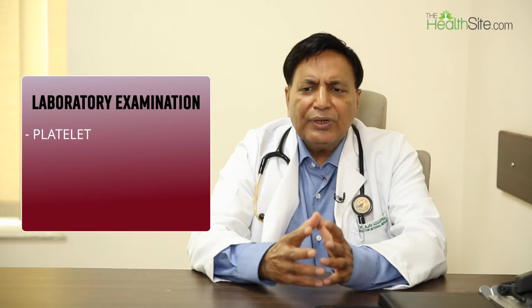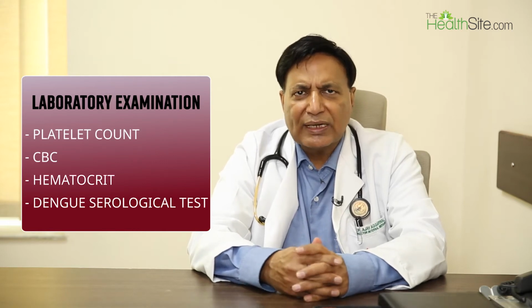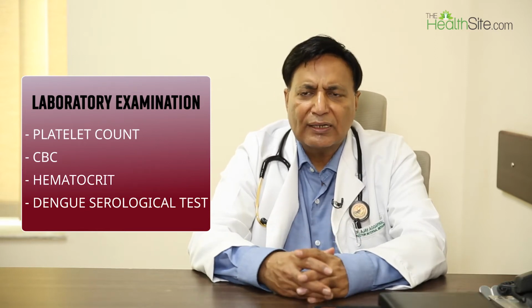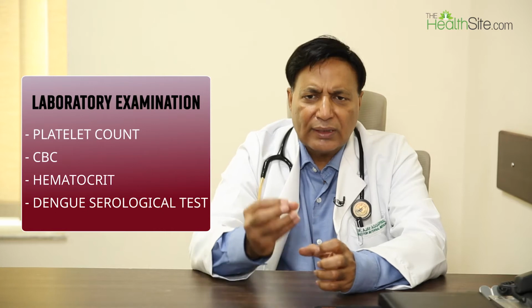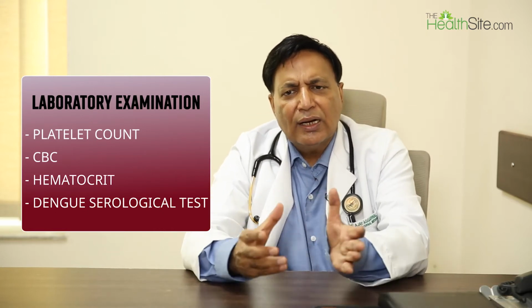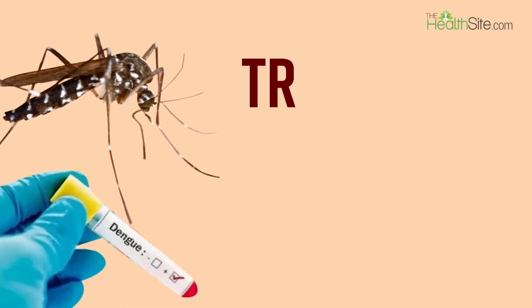And laboratory investigations are like you do a peripheral smear to see what are the platelet count, you do the complete blood count to see the total leukocyte count and platelet count, you see the hematocrit, that is the thickness of the blood you measure, and then you do the dengue serological test. These serological tests can be simply antigen test that we do for the NS1, it can be the antibody, or you can do the PCR for the dengue virus RNA.